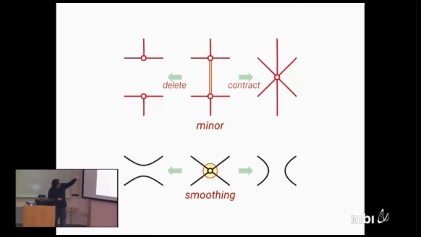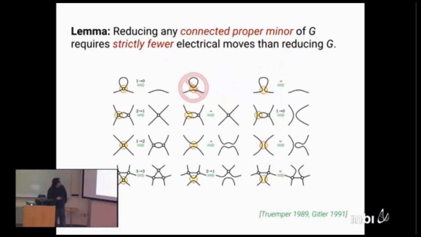So smoothing. And the reason we want to do this is there's this nice lemma that says reducing any proper minor of a graph requires strictly fewer moves than reducing the original graph. So by contracting or deleting an edge, you are reducing, not less than or equal to. This is a strict inequality. You need fewer electrical moves to reduce the resulting minor.